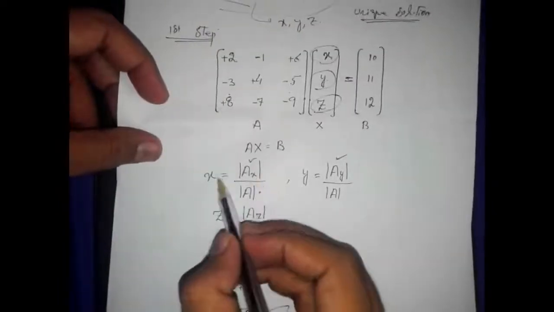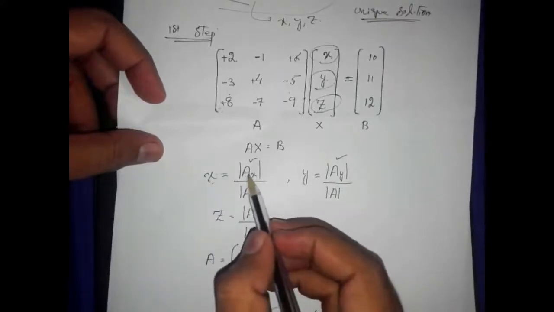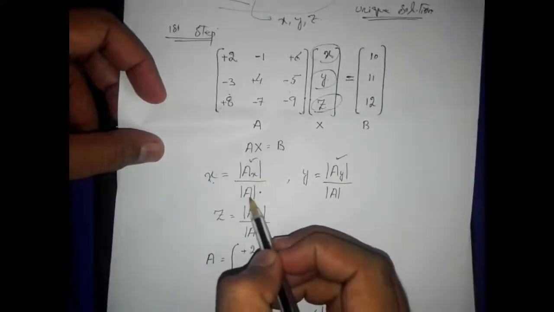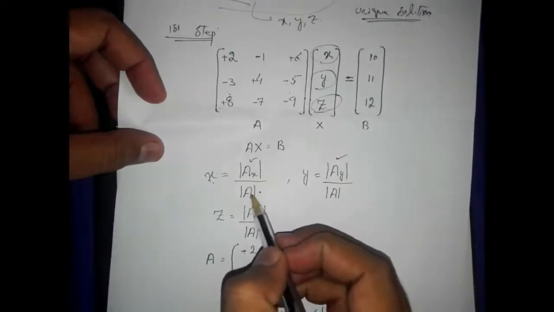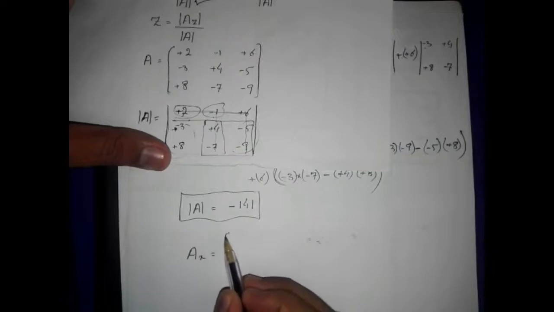So now I come toward finding the value of x. For that I need the determinant of Ax and the determinant of the matrix A. I found the determinant of A, and that is minus 141. Now let's come toward Ax, what is meant by Ax. First I want to write the Ax matrix.